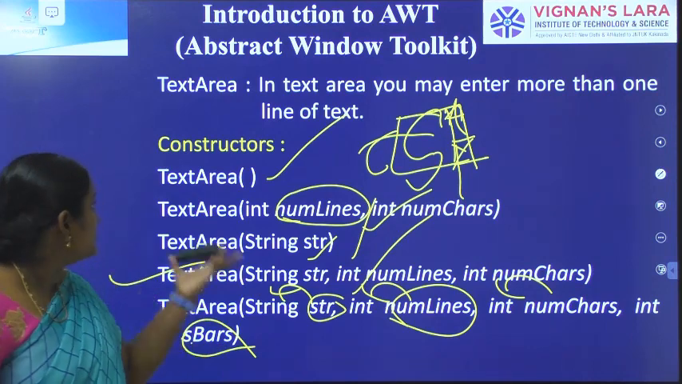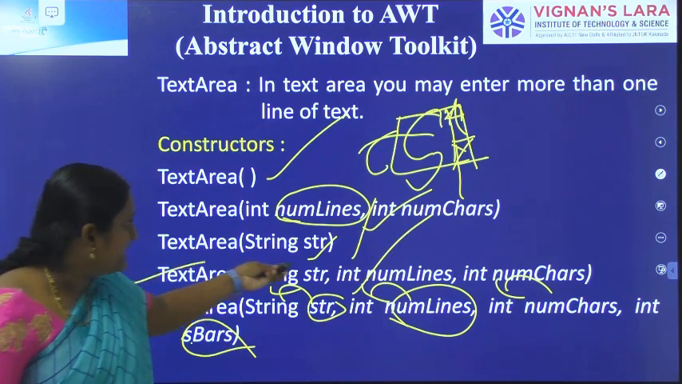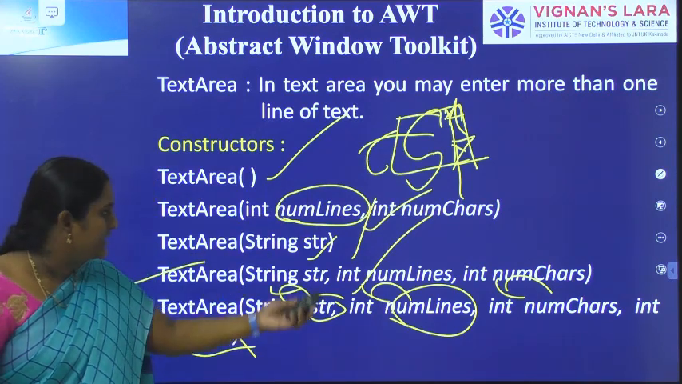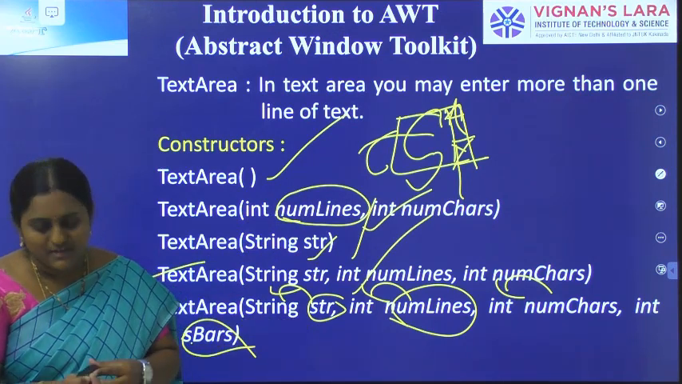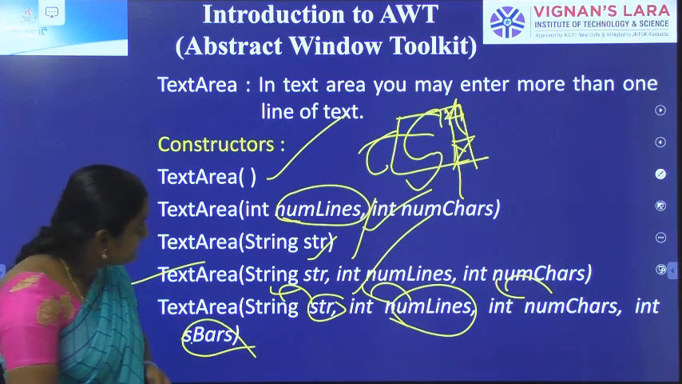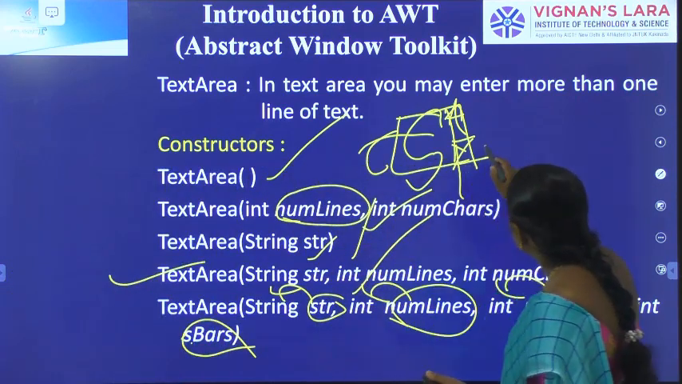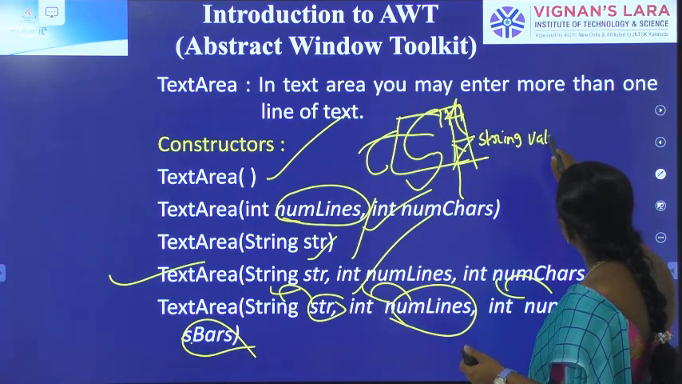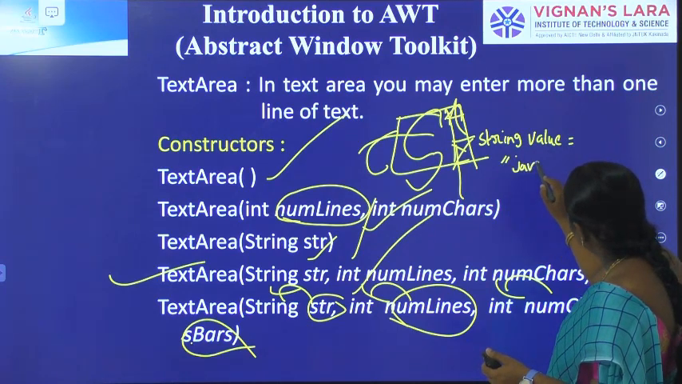Next we create an object of the TextArea class. We can pass the string, the number of lines and the number of characters. Suppose here I am writing the program. Suppose I am defining a string value. String value equal to "Java programming".